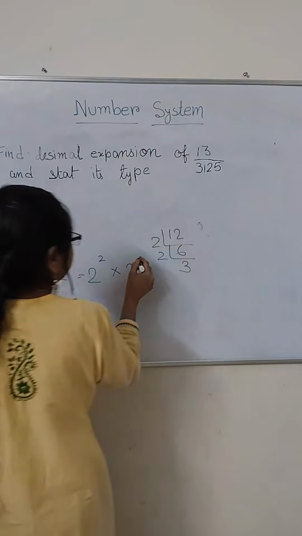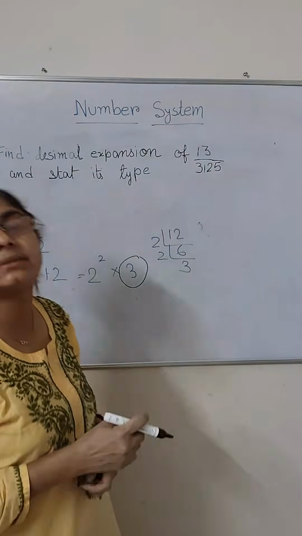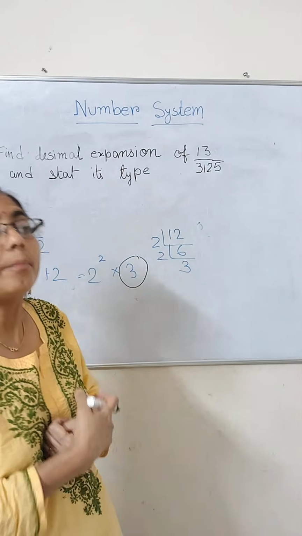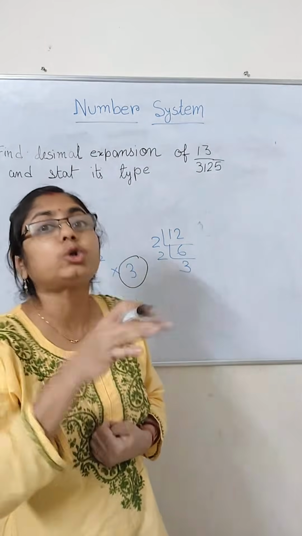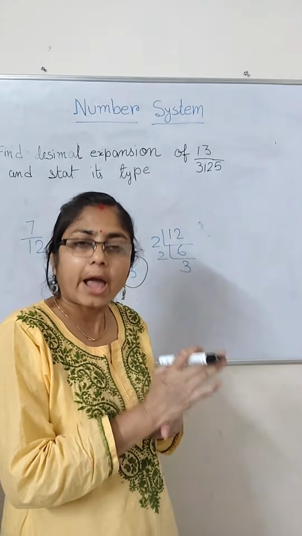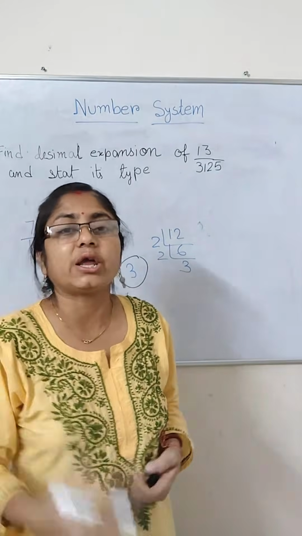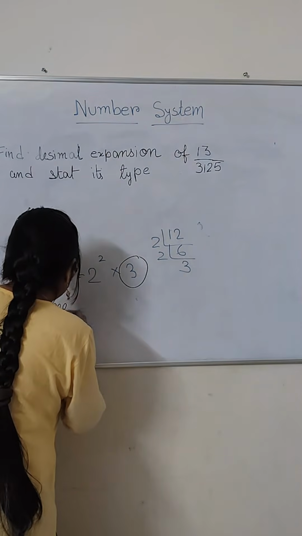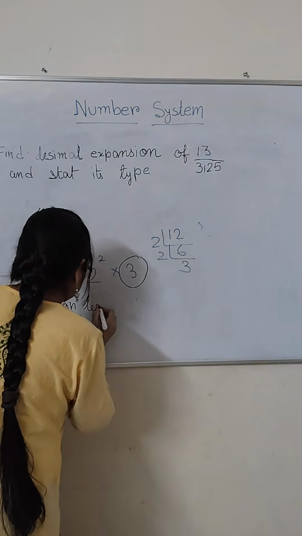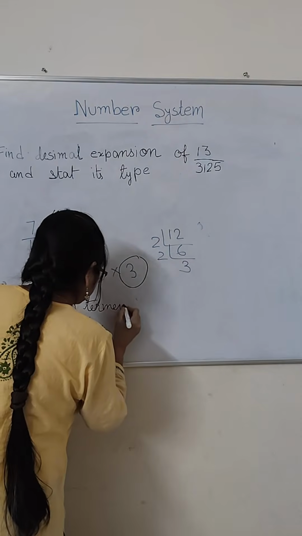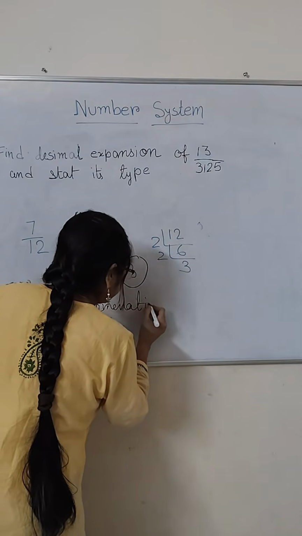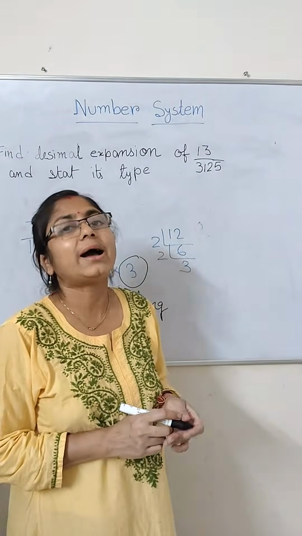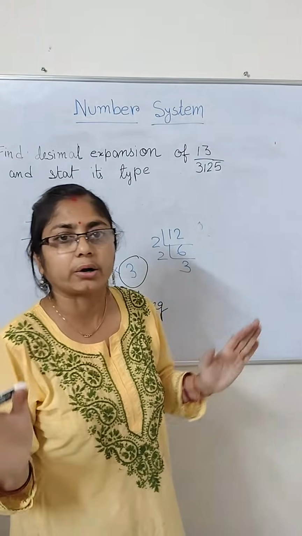So another number is coming and it is also a prime number. But in that case not only 2 and 5, 2 है और उसके साथ 3 भी है. So it is not terminating. Clear? You check in this way and you understand the math is okay or not. Clear?